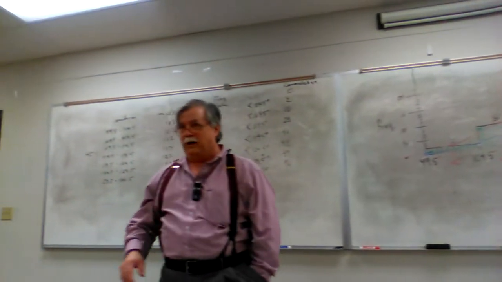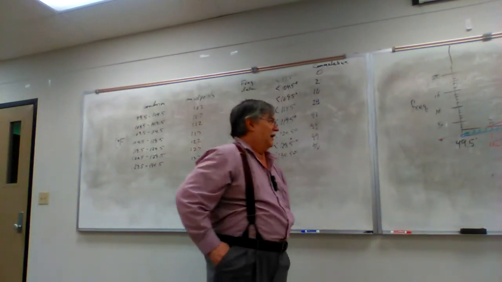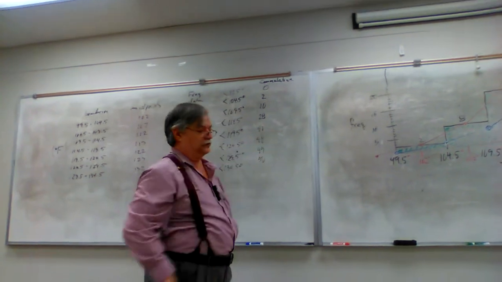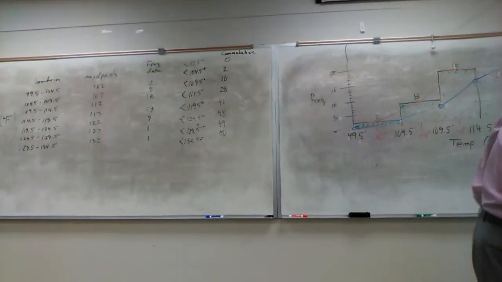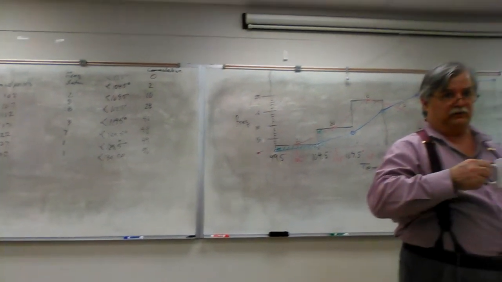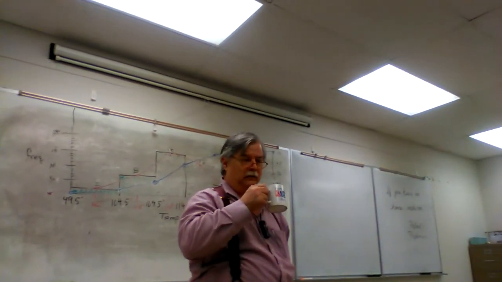Okay, well, now you do. Anyway, this is called an ogive graph. And that's where the word comes from. It's from that Gothic architecture.